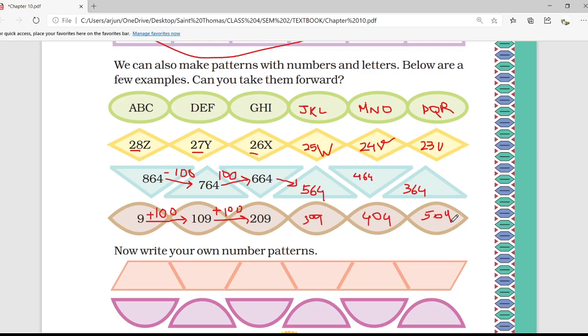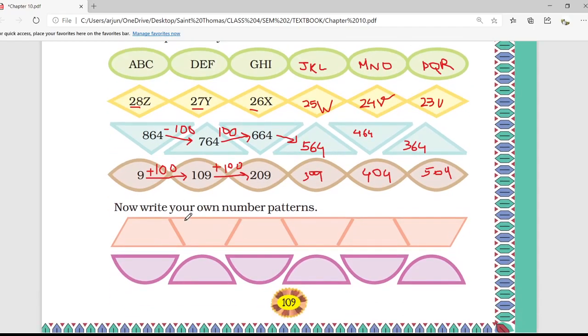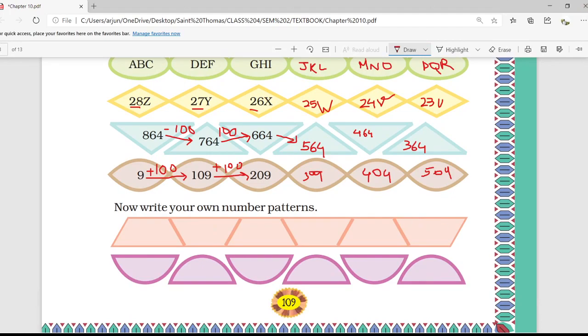Now write your own number pattern. So let's see this. If we write here 2, now we have to form a pattern. Then what we will do? We will just multiply it by 2. So what will come? 4. Then multiplying it by 2, what will come? 8. Multiplying it by 2, 8 2s are 16. And then 16 2s are 32. Similarly, 32 into 2, 64. This is a pattern.